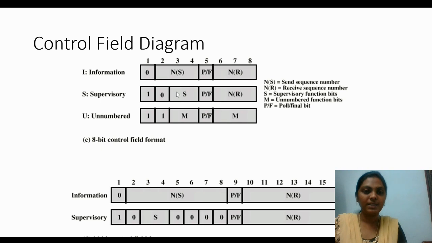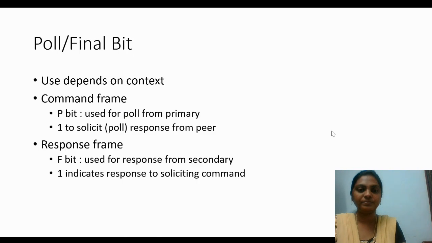And this S represents the supervisory function bits. We have plenty of bits, code words, and supervisory commands equivalent to it. Likewise, in the unnumbered frame, this M represents the unnumbered function bits. We have a set of function code words and their functions. We'll see that one by one.